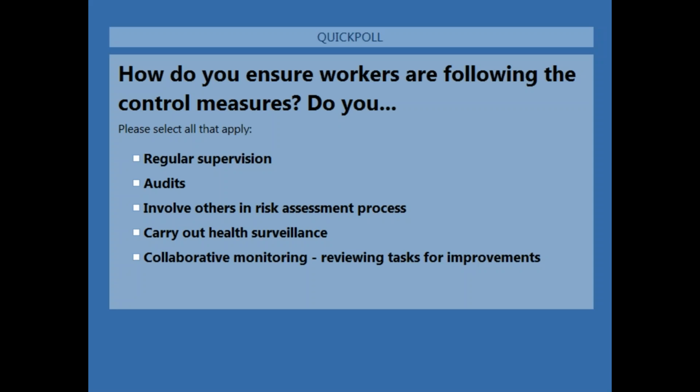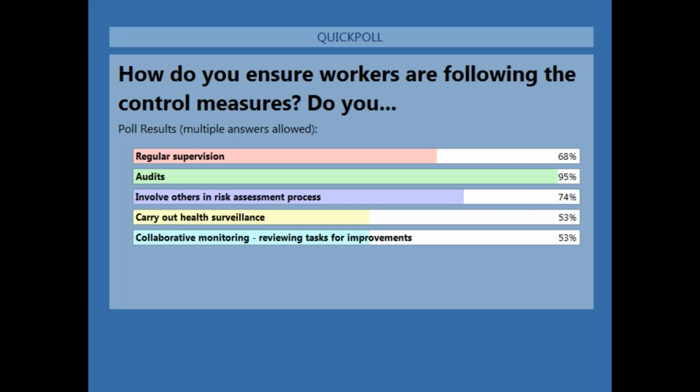Okay, so how do you ensure workers are following the control measures? Do you use regular supervision? You might think about using audits. Do you involve others in the risk assessment process? Do you carry out health surveillance perhaps, or do you do collaborative monitoring, so reviewing tasks for improvements collaboratively within a team? Lots of responses coming through. Thank you very much, and I'll just close that now and share the results.